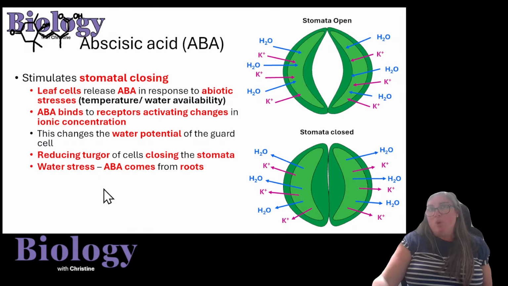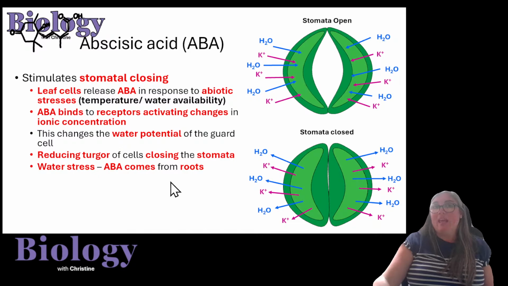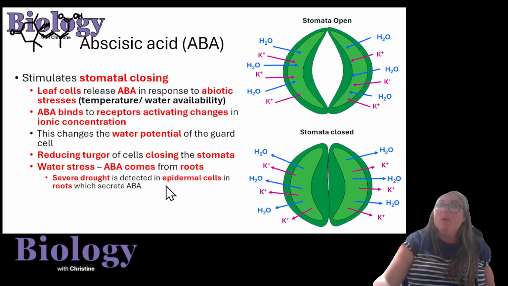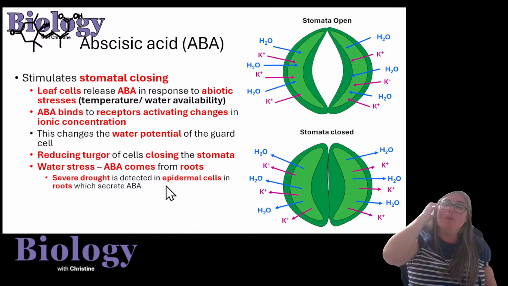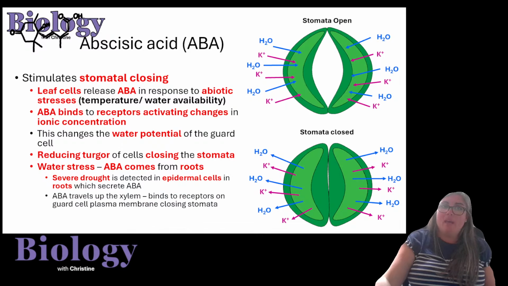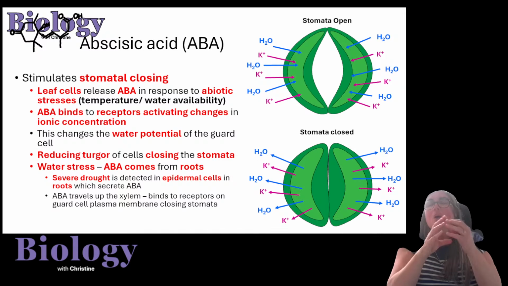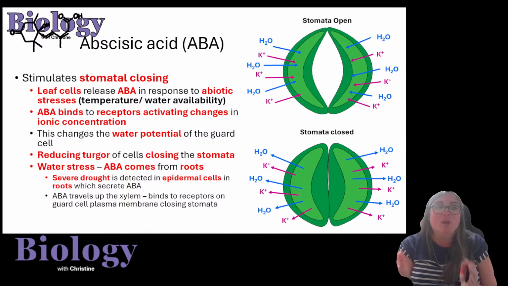If there is water stress, if it's in drought, then the ABA can also come from the roots, and that will therefore mean that it will come all the way up through the xylem, again still binding to receptors on those guard cells, because the guard cells are the ones which are differentiated for the closing.